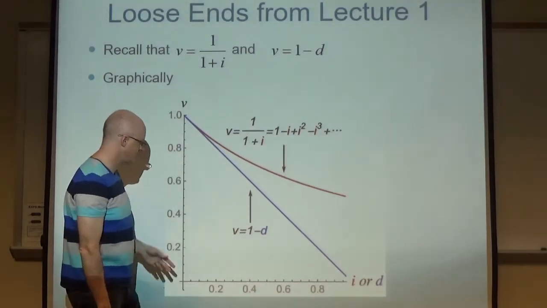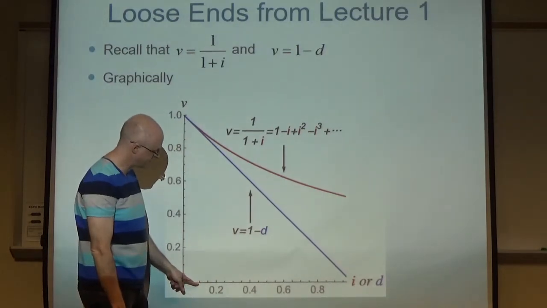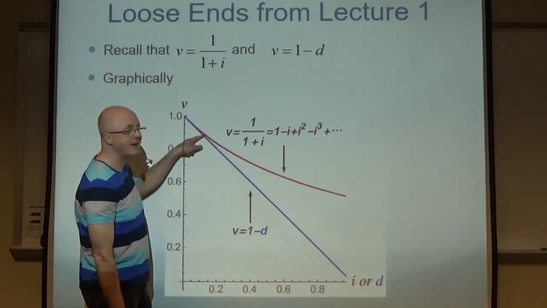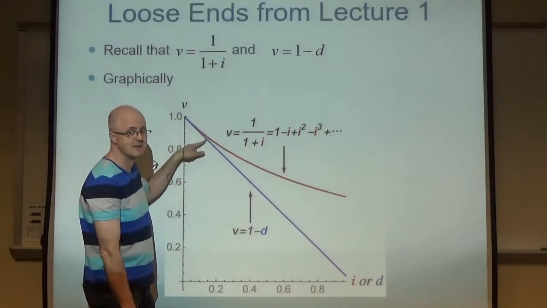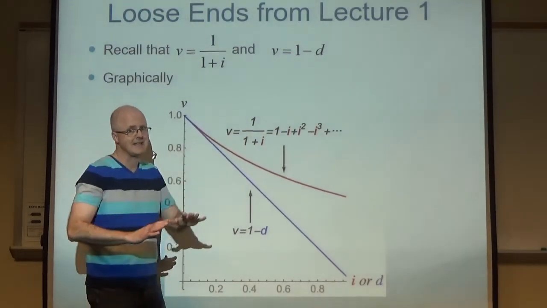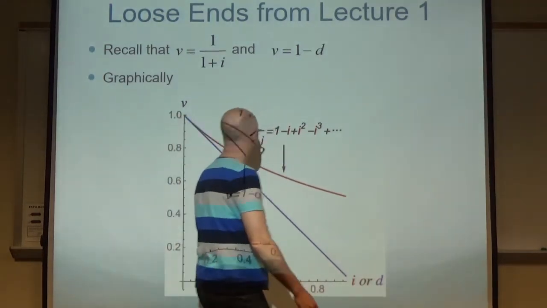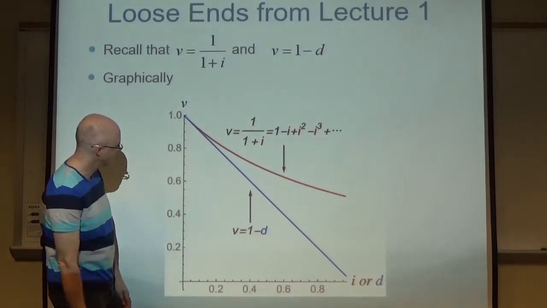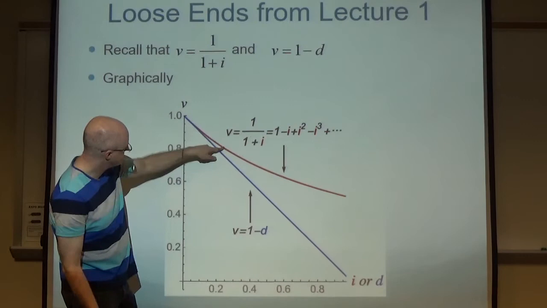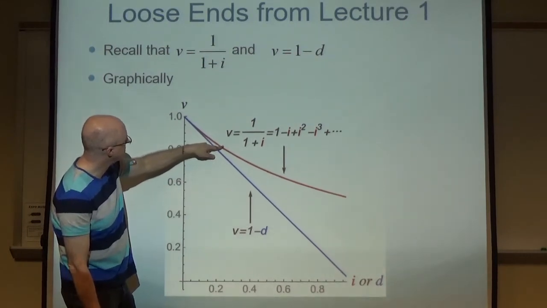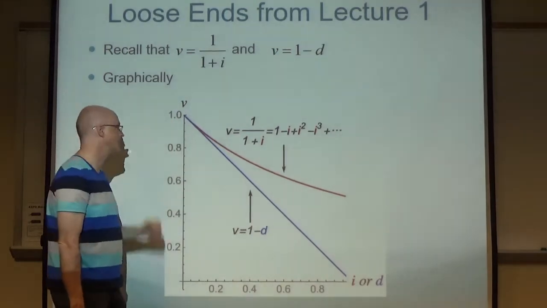What does that mean? That means for a given value of i or d, say 10% for example, the corresponding value of v is higher when i is 10% than when d is 10%. By the way, if i is 10%, d will not be 10%. We'll look at a graph that emphasizes that in a second here. If i or d is 20%, same thing happens. The corresponding value of the discount factor v is higher when i is 20% than when d is 20%.